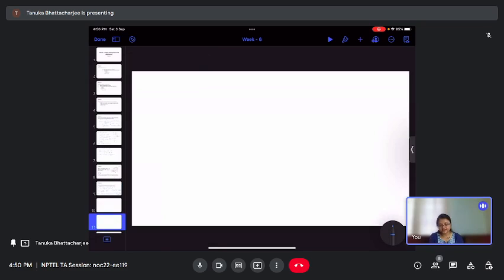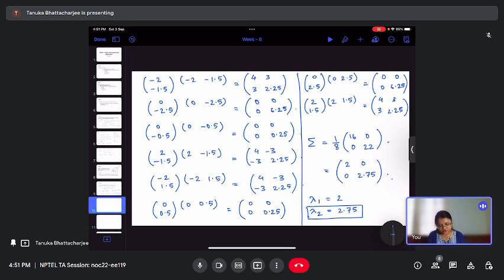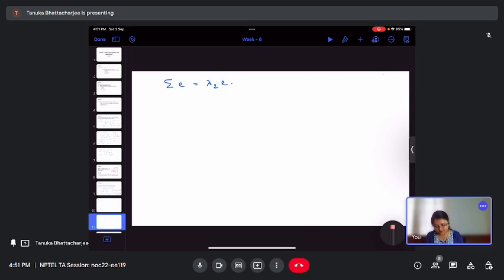To find the eigenvector, let E be that particular eigenvector. The equation will be sigma E equals lambda 2 E. Your sigma is 2, 0, 0, 2.75.